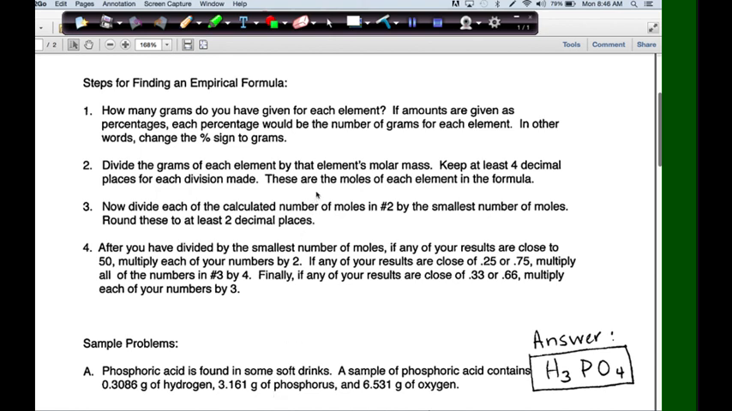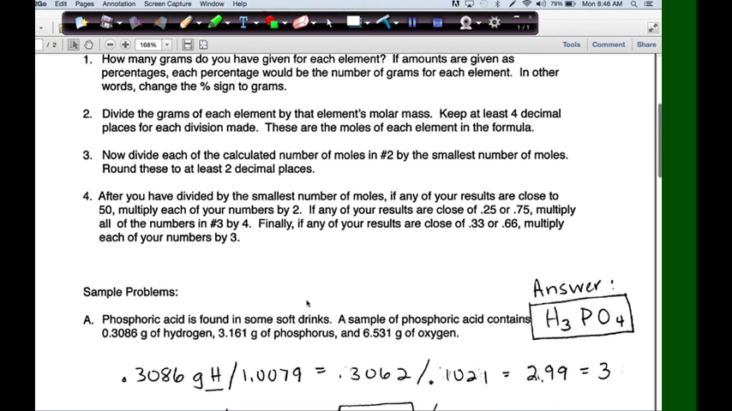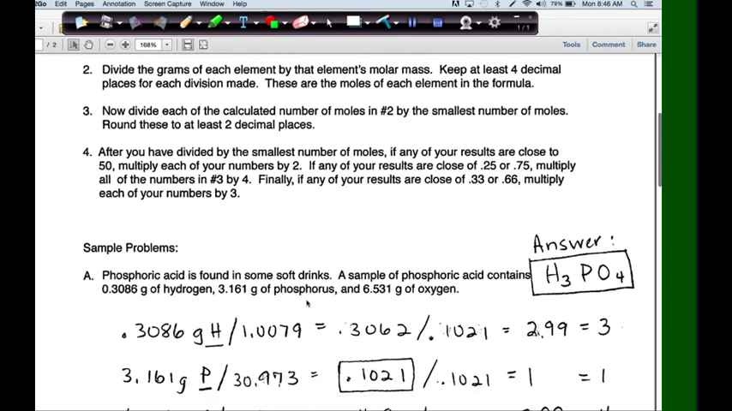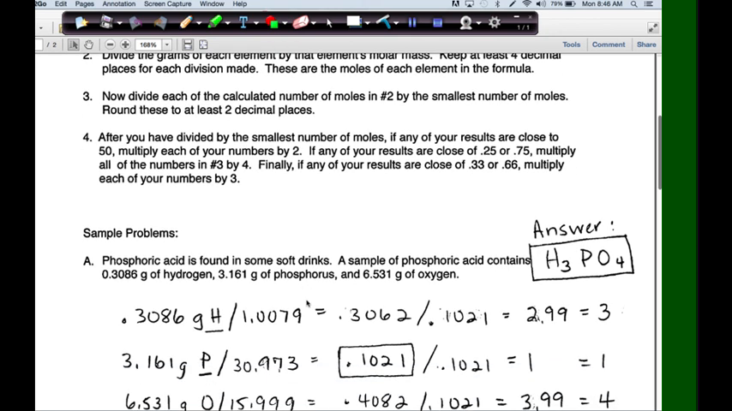Divide the grams of each element by that element's molar mass. Molar mass comes from the periodic table, so it'll be the atomic mass or atomic weight of each element. Keep at least 4 decimal places for each division made. These are the moles of each element in the formula. And so I'm going to write down each of those gram amounts. 0.3086 grams hydrogen, 3.161 grams of phosphorus, and 6.531 grams of oxygen.